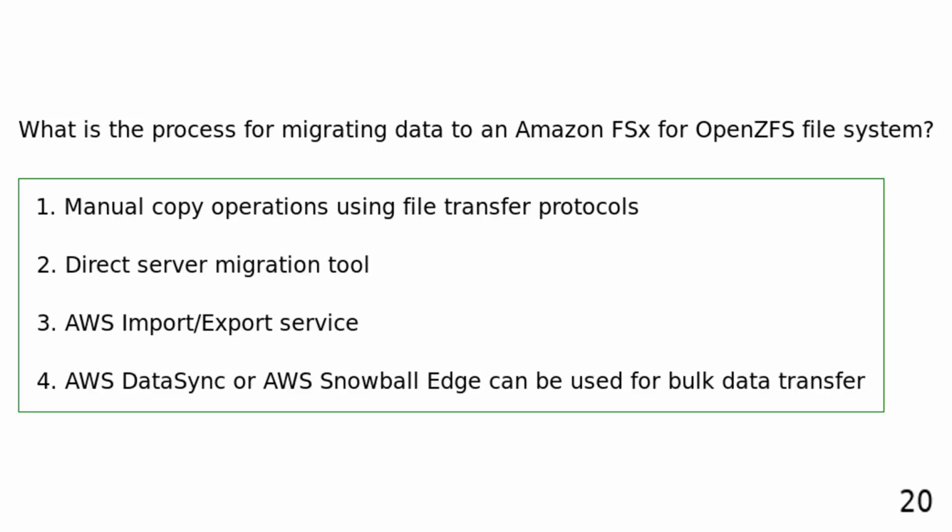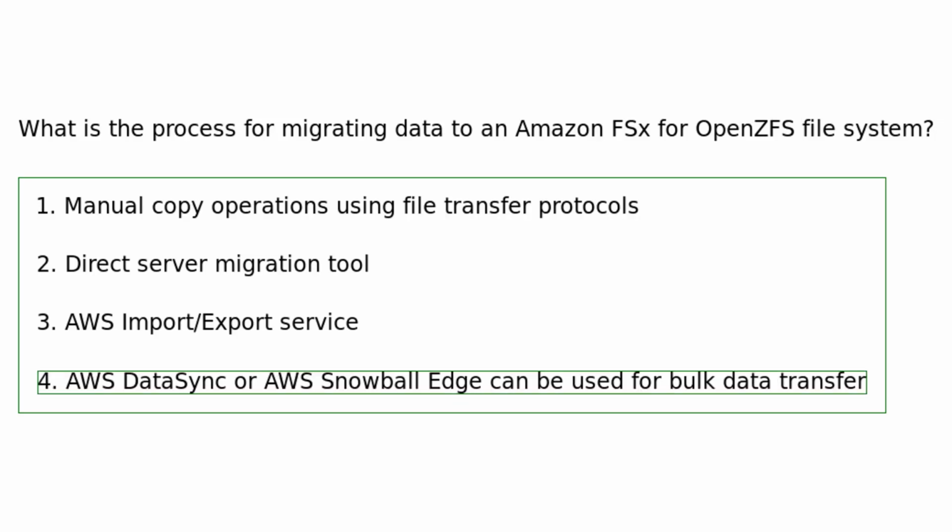What is the process for migrating data to an Amazon FSx for OpenZFS file system? Manual copy operations using file transfer protocols. Direct server migration tool. AWS import, export service. AWS DataSync or AWS Snowball Edge can be used for bulk data transfer. There are several options for migrating data to an Amazon FSx for OpenZFS file system, including AWS DataSync, AWS Snowball Edge, and manual copy operations using file transfer protocols.